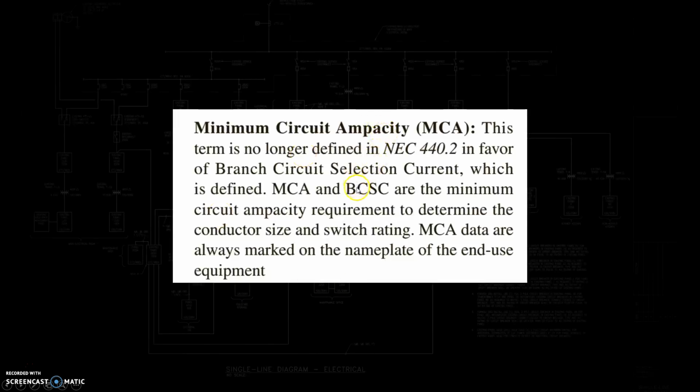They do mention, and your book goes into BCSC, I think it's branch circuit selection current, whatever it is. Regardless, the textbook indicates that MCA is an antiquated term, BCSC is the new term. I'm here to tell you I've never seen BCSC outside of this textbook. MCA is still the industry standard for sure.